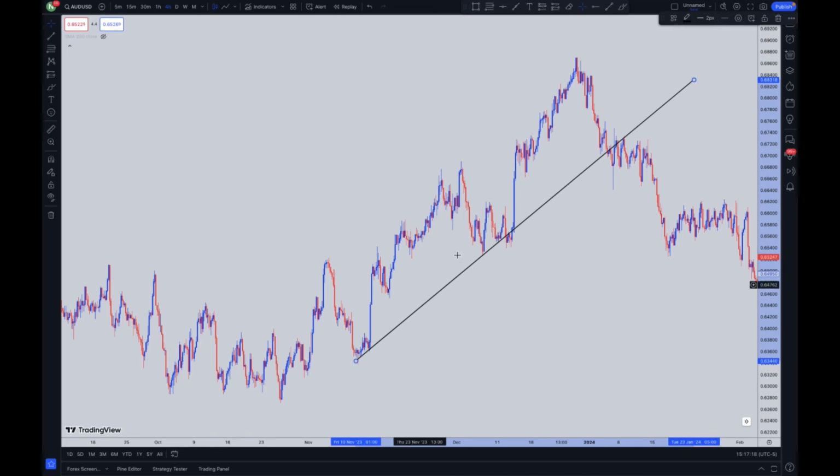So I got 2 here. 1, 2, 3, 4, 5. 5 taps on this uptrend line. So if you get on the body, congrats. If you get on the wick, congrats. If you get on the body and the wick, congrats. It doesn't matter where you draw it, as long as you have multiple touches on that trend line.